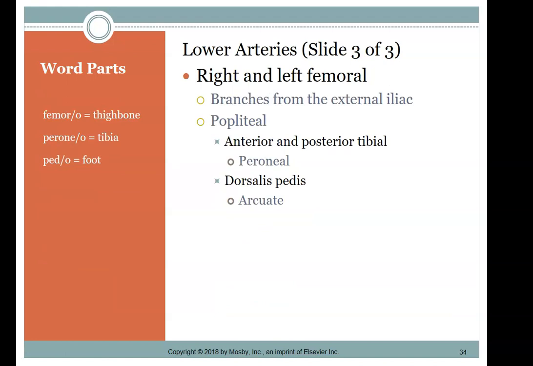So continue from the last slide, the right and left femoral arteries branch from the external iliacs. Each then branches to the popliteal artery in each leg, then to the anterior and posterior tibial arteries, then to the peroneal artery. The dorsalis pedis branches from the popliteal, then branches into the arteries of the foot. Your word parts: femoro is thigh bone, perone/o is fibula, and pedo equals foot.